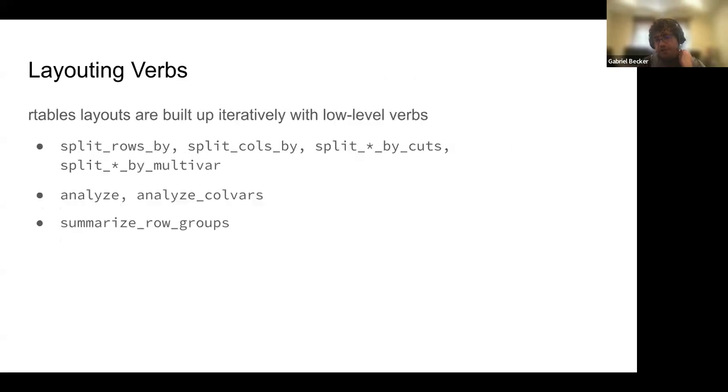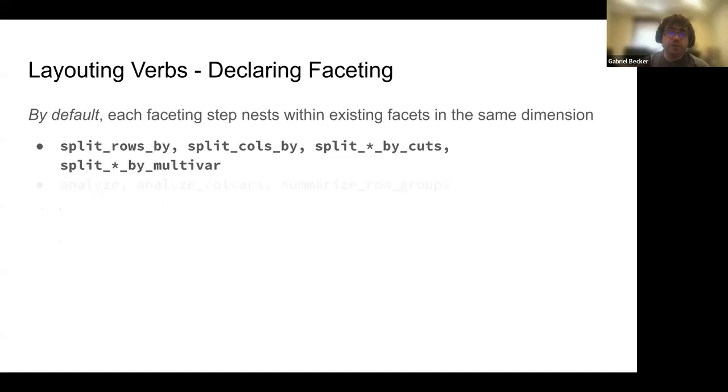And it starts with basic table, as we saw. So there are a small number of layouting verbs that, when combined, can create all of the tables that are supported by our tables, right? So first, we have a set of verbs that declare faceting. So these are going to declare the structure in both row and column space, right?